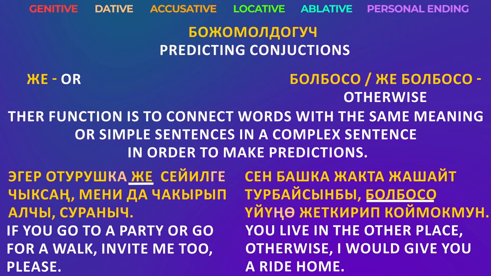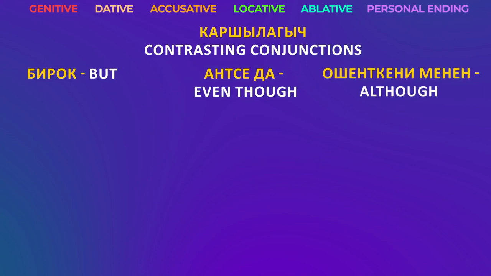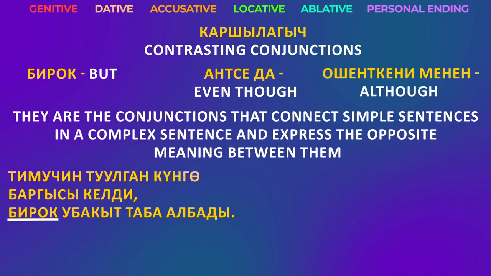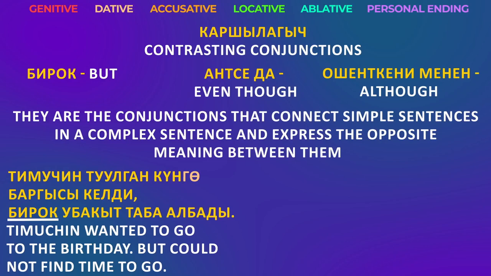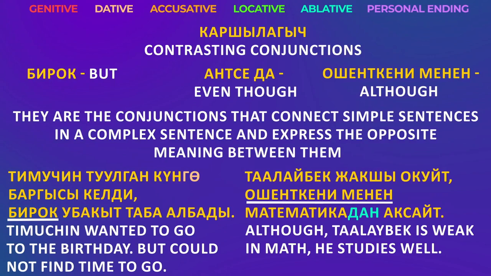So another type is қаршылағыч conjunction or contrasting conjunctions. For example, бирок, which means but. Антсе да, which means even though. Another one is ошынткені менен, which means although. So they are conjunctions that connect simple sentences in a complex sentence and express the opposite meaning between them. Let's see an example. Timuçin туған күнге барғысы келді, бірақ вақыт таба алмады. Timuçin wanted to go to the birthday, but could not find time to go. Талайбек жақсы оқиды, ошанткені менен математикадан ақсайды. Although Талайбек is weak in math, he studies well.